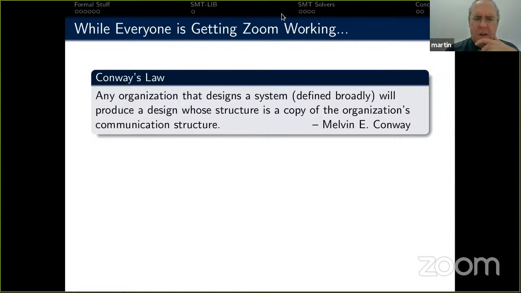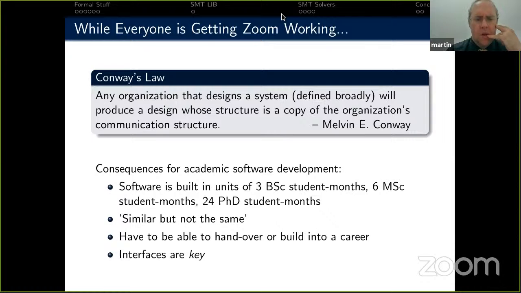Yeah, in some ways it seems obvious, but then you start actually looking at bits of software and you can start seeing how that team communicated. Consequences of this for academic software development. Most academic software is built in units of either 3 BSc student months of work, 6 MSc student months of work, or 12 PhD student months of work. And one of the other big drivers on academic software is that it has to be similar to other pieces of academic software, but not the same.